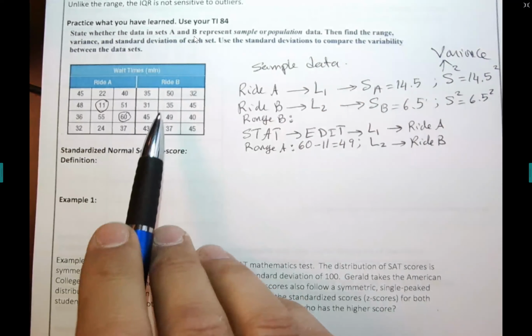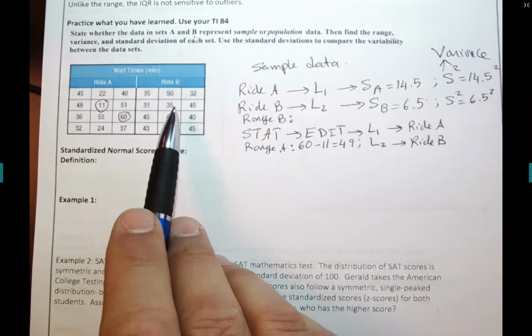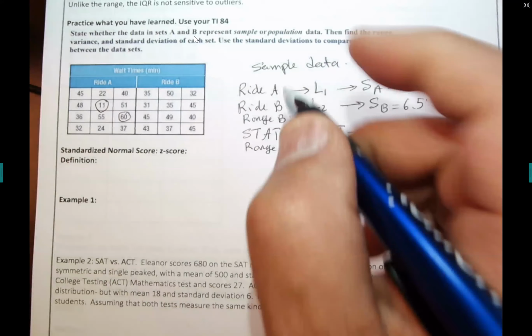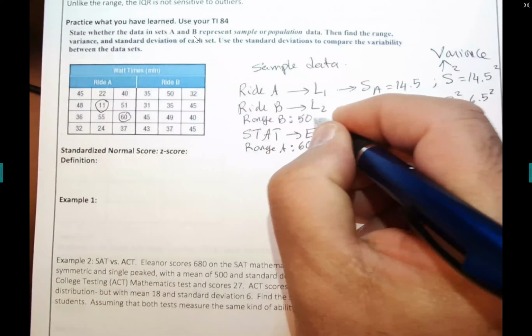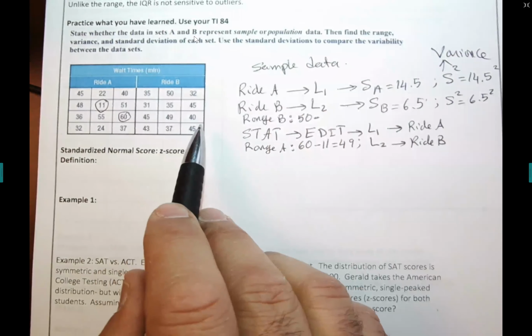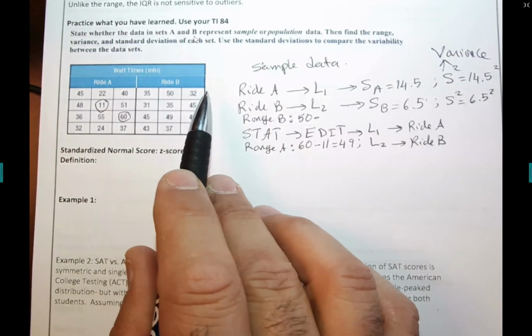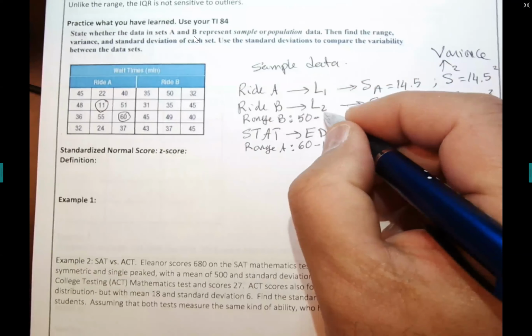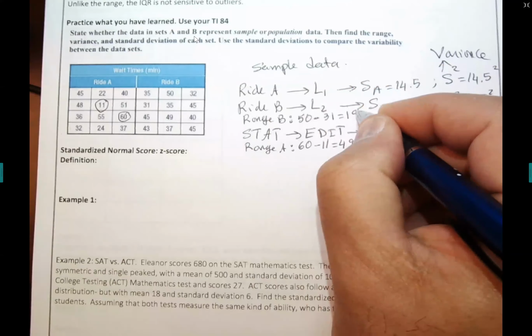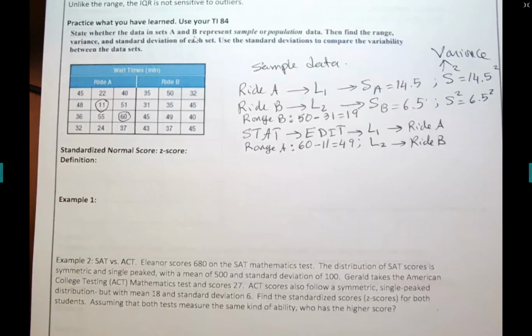The range of B, guys, the largest number, I believe, is 50. And the smallest is 31. Yeah, you see, it's an even smaller range here, 19. So the range of B is 19, range of A is 49. Okay.